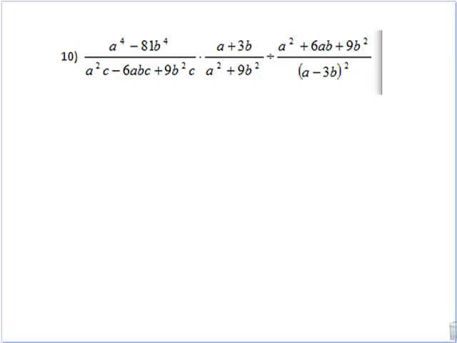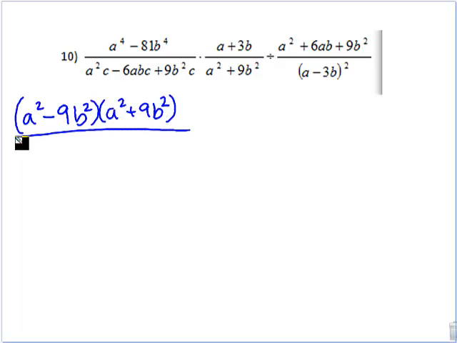So let's start with the first one. A to the fourth minus 81b to the fourth. Yep, it'll be a squared minus 9b squared times a squared plus 9b squared. We know that because it's a difference of squares. They're perfect squares.